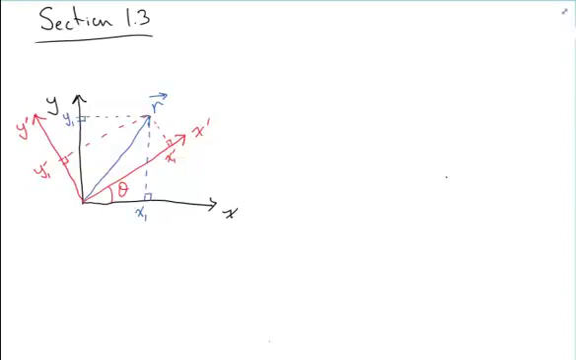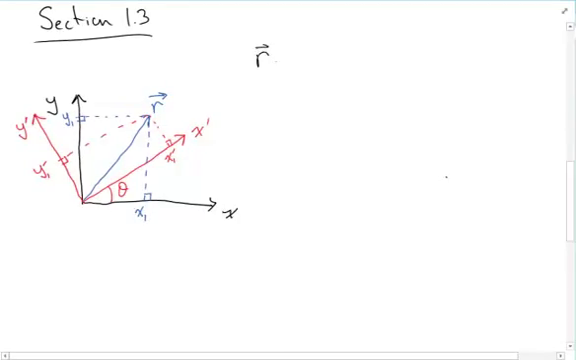So section 1.3 deals with transforming a vector from one coordinate system to another. If we know what the vector r is, let's call this r1, in terms of coordinates x1, y1, and the z component, which will have a 0, I want to know what r1 prime is in terms of its components x1 prime, y1 prime, and the z component.